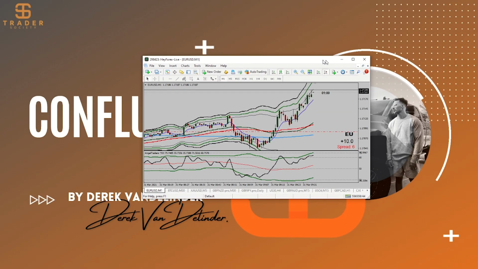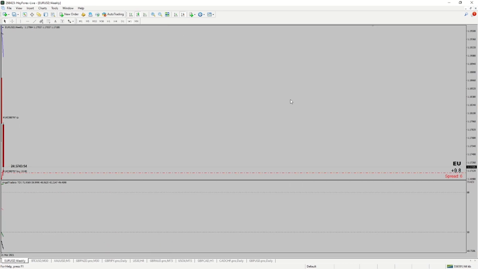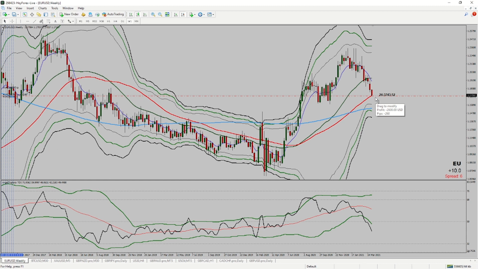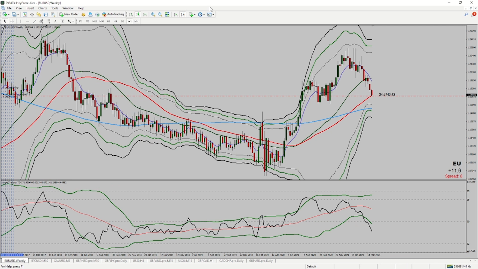The reason why I took this trade right here is based on one, the weekly time frame right here. We have the 50 moving average being hit. Now, do I think that this can come down to the 200 moving average? Absolutely. But this is the reason why I took this trade right here.